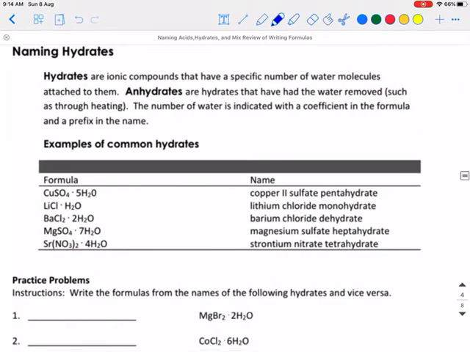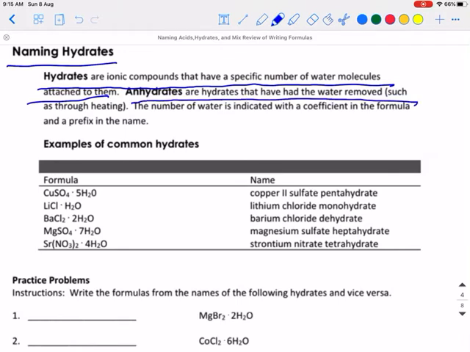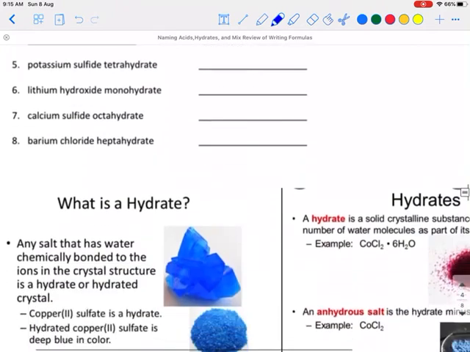Now let us move and talk about hydrates. What are hydrates? Hydrates are ionic compounds that have a specific number of water molecules attached to them. On the other hand, anhydrates are hydrates that have had the water removed, for example by heating. The number of water is indicated with a coefficient in the formula and a prefix in the name.